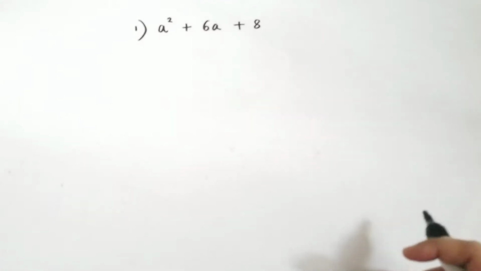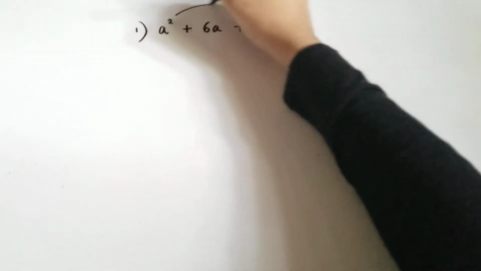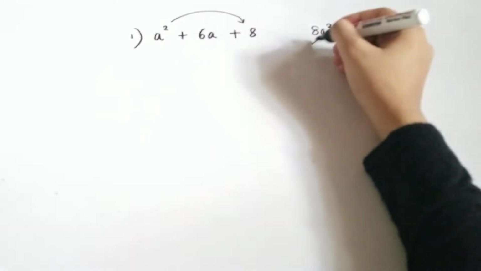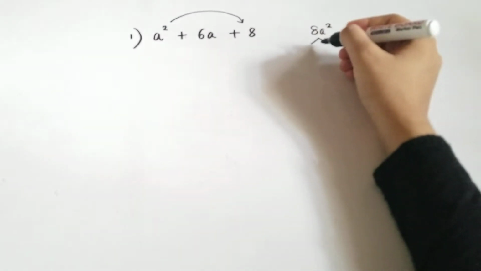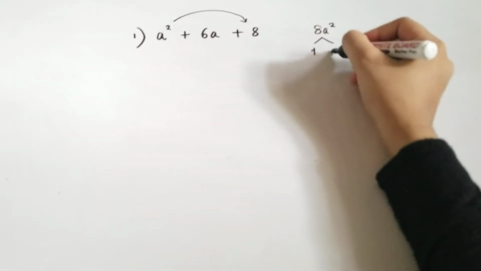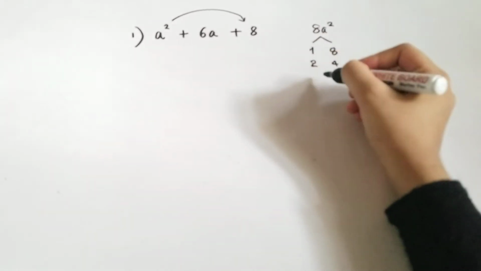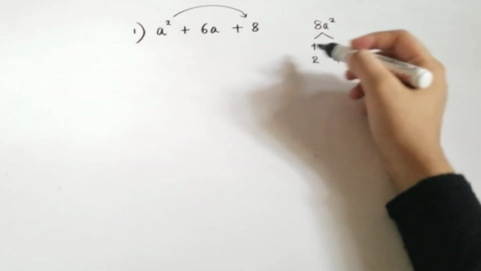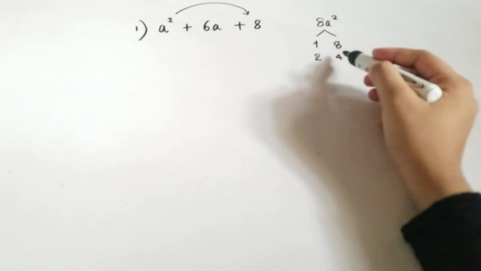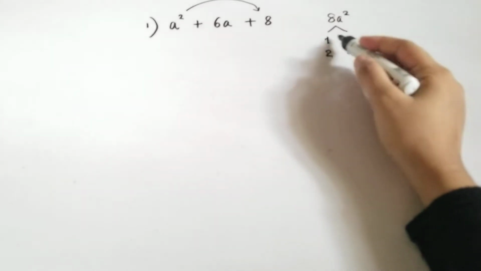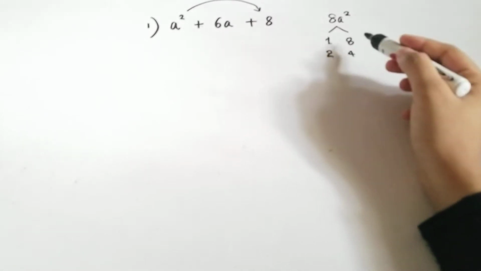You can see how we can solve this. First of all, you have to multiply these two: 8 into a squared, you get 8a squared. Now the factors of 8: we can take 1 into 8, 2 into 4, then 4 into 2, 8 into 1, only those. The suitable factors to get the middle term are 4 plus 2, that is 6, because 8 minus 1 is 7, and 8 plus 1 is 9, so those are not possible.